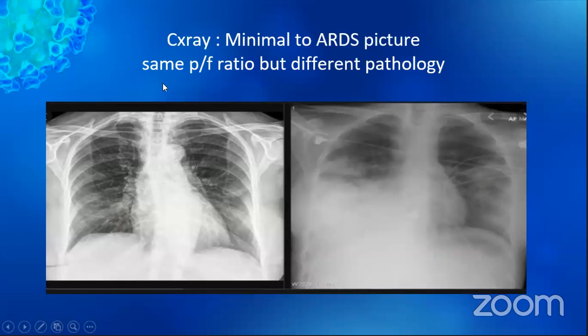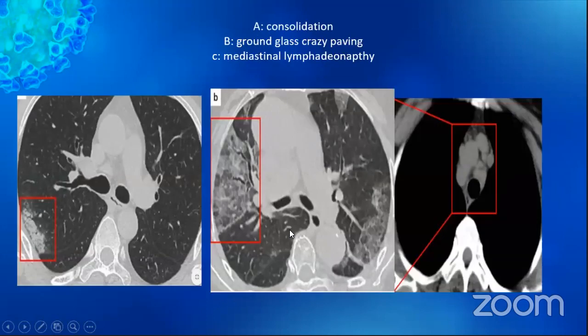As you can see on the X-ray, these range from minimal changes to full-blown ARDS with collapse of the lung. So this can vary. The same thing is shown by the effects of COVID-19 on the CTs. Different like this. Here we can get consolidation. Here we can see this crazy paving appearance along with the ground glass opacities. And here they have even noticed a few cases of mediastinal lymphadenopathy with COVID-19.